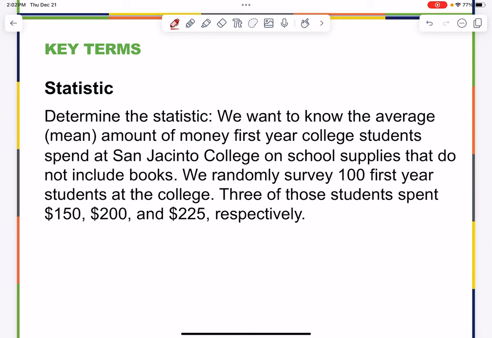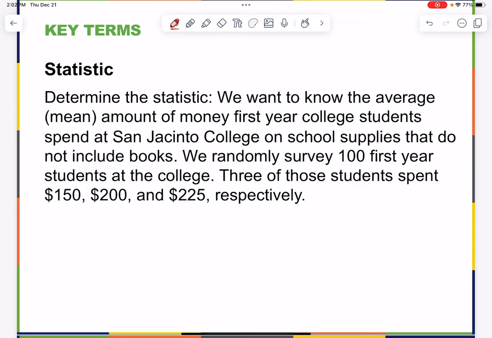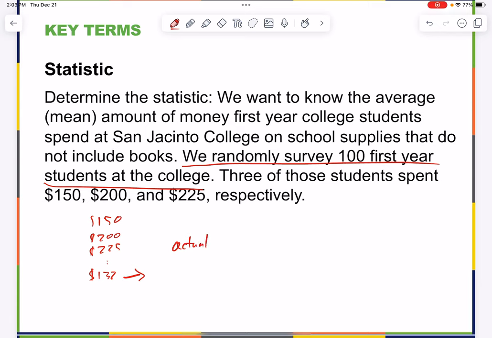All right, so back to our example here. What we can do is take a random sample of 100 first-year college students, and we take the average of all of those numbers. So there's 150, 200, 225, and maybe 137. We can actually average this and get the average of the sample. That is computable.